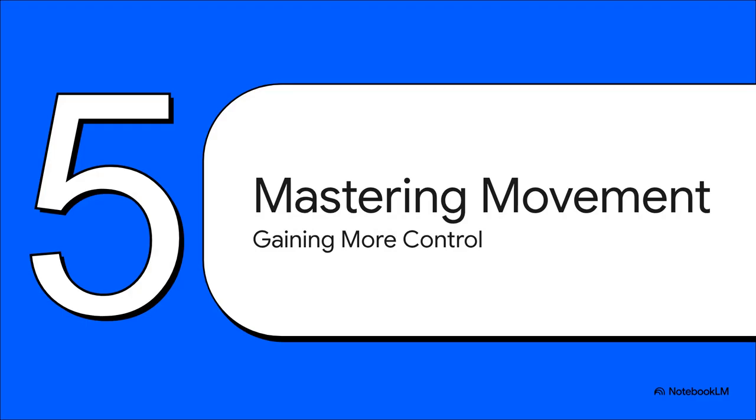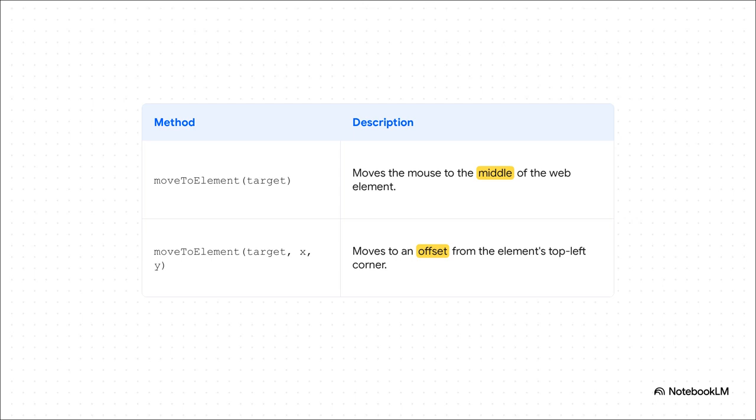Awesome. So now that you've got that fundamental concept down, let's just quickly look at a couple of other ways you can use this to get even more precise control over that virtual mouse. And this is where it gets really powerful. The basic moveToElement method is fantastic. It just zips the cursor right into the center of your element. But what if you need to be more surgical? Well, there's another version of the method that lets you give it X and Y coordinates. This moves the mouse to a very specific point based on an offset from the element's top left corner. We're talking pixel-perfect control here.